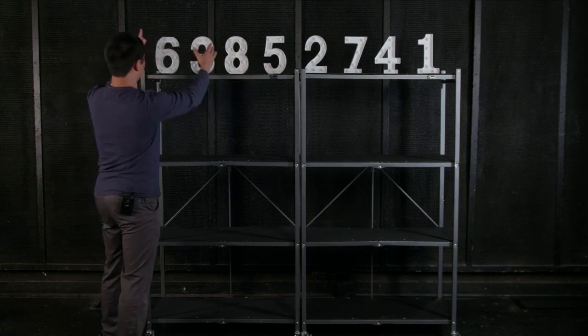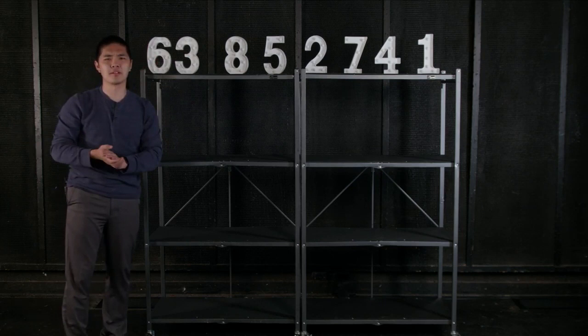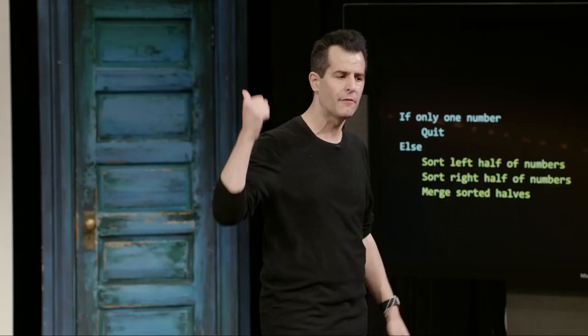I want to sort the left half. That's these 2 numbers. So now I need to figure out how to sort 2 numbers. Now, those of us with human intuition might obviously know what we have to do here. But again, let's apply the algorithm. Sort left half, sort right half, merge sorted halves.